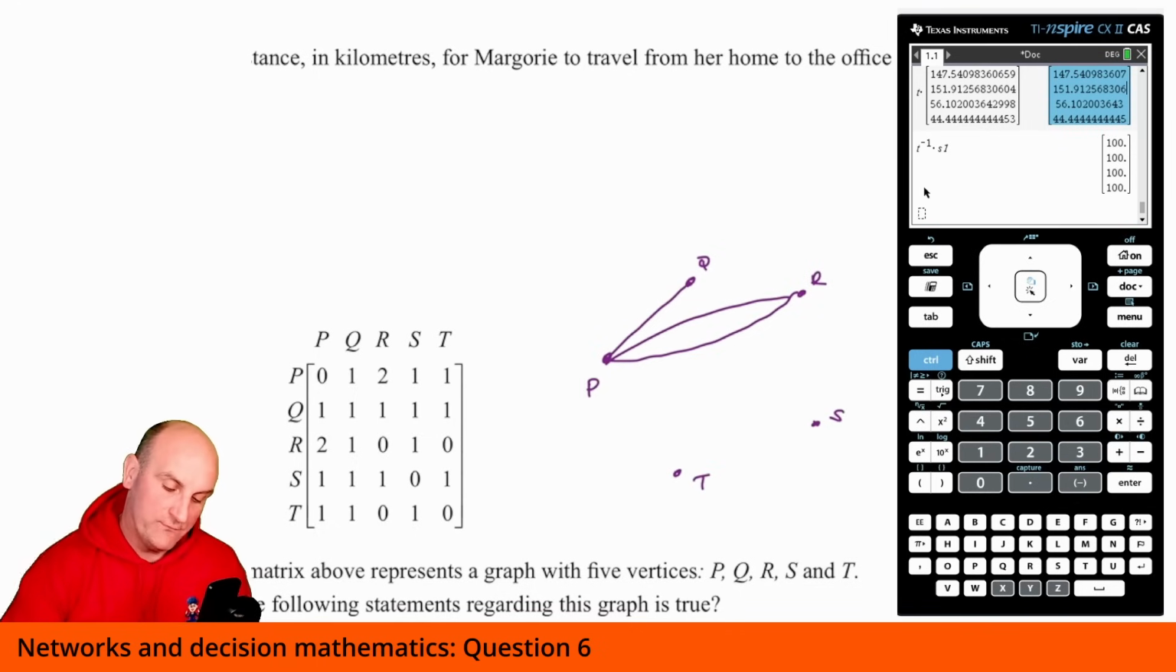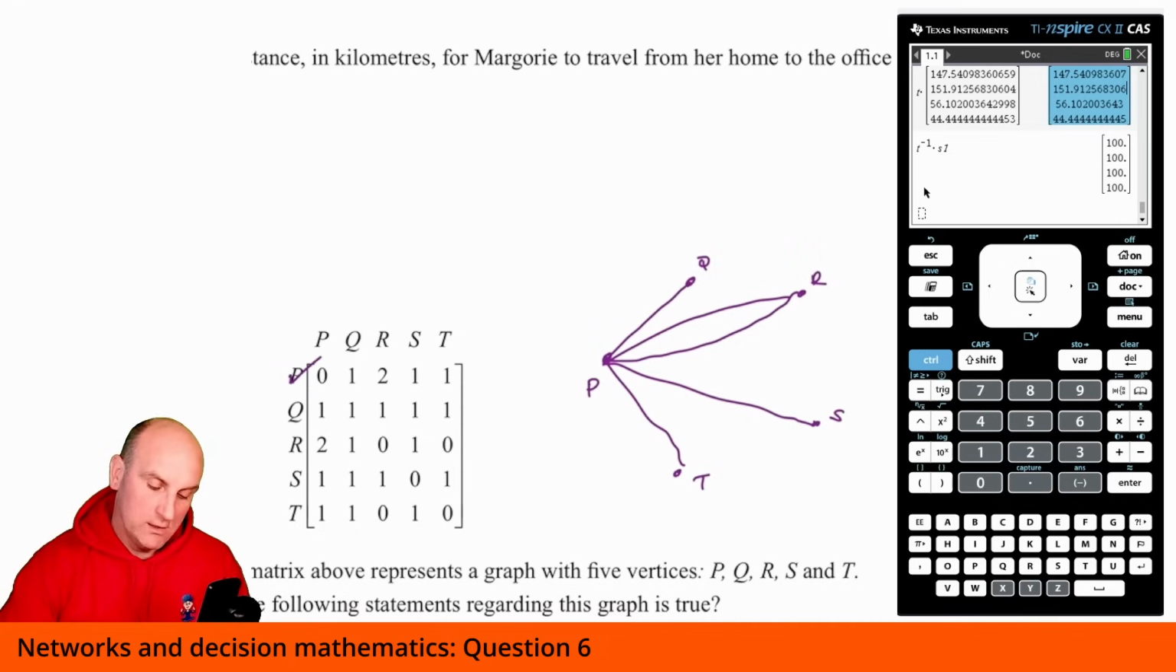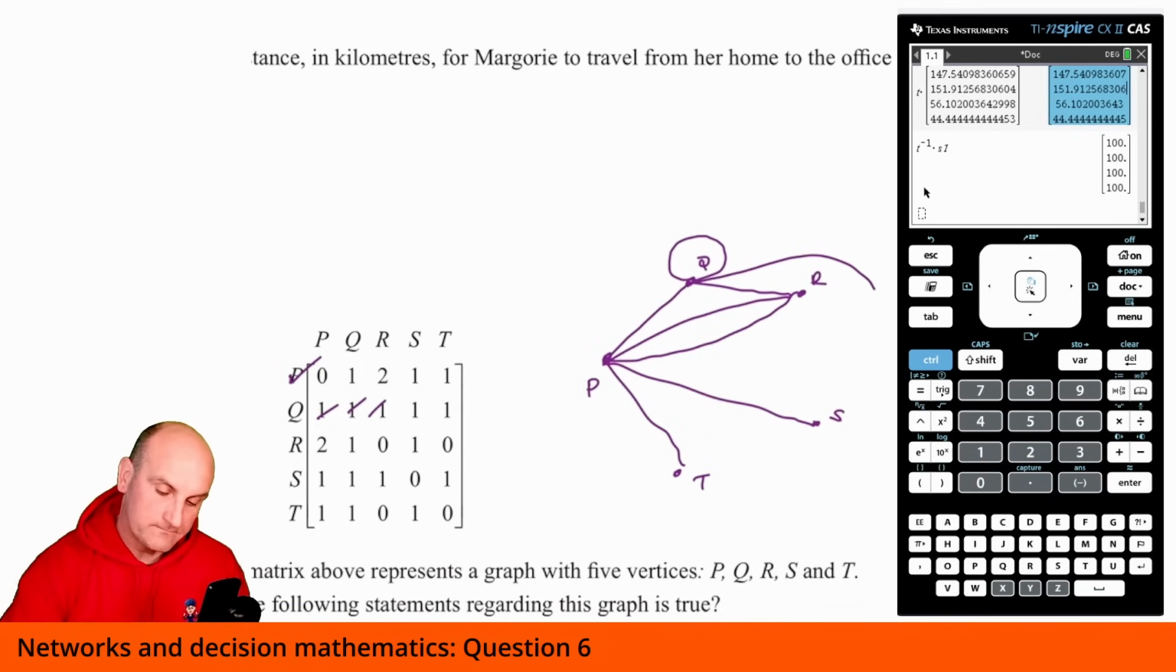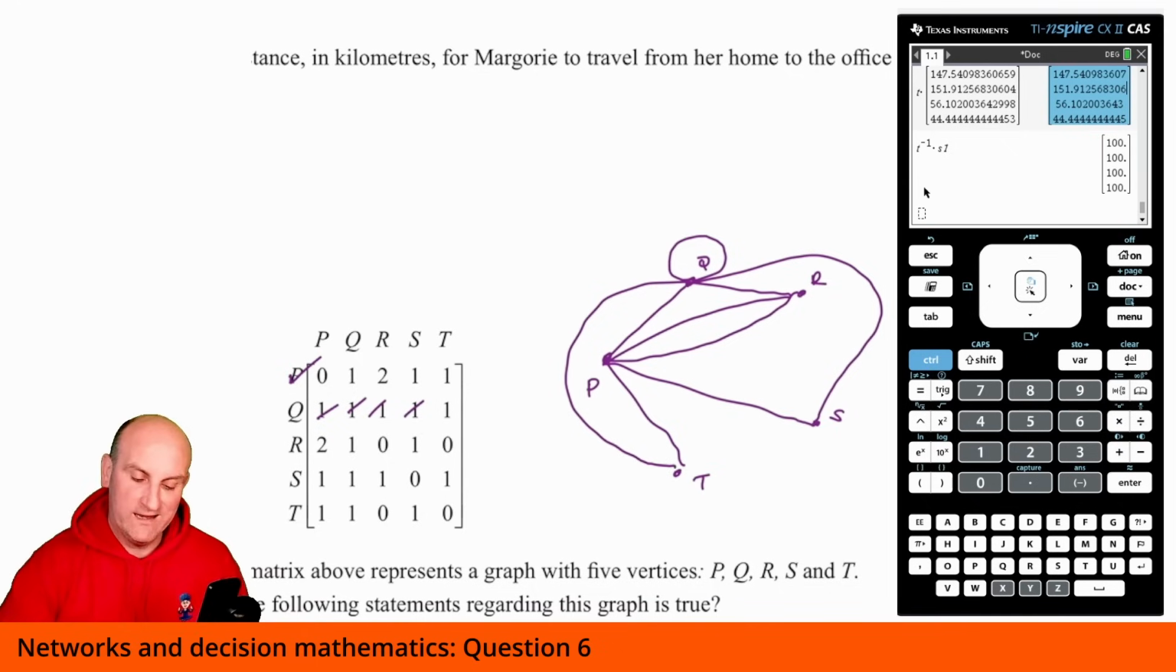So let's draw that like that for the moment. P to S has 1. And P to T has 1. Right, so we've done P. P to Q has 1. We got that one. Q to Q has 1, so there's a loop. Q to R has 1. Q to S has 1. And Q to T has 1. I'm going to draw it like this because it's got the word planar in there and I want to try and make sure I don't do any of mine crossing.